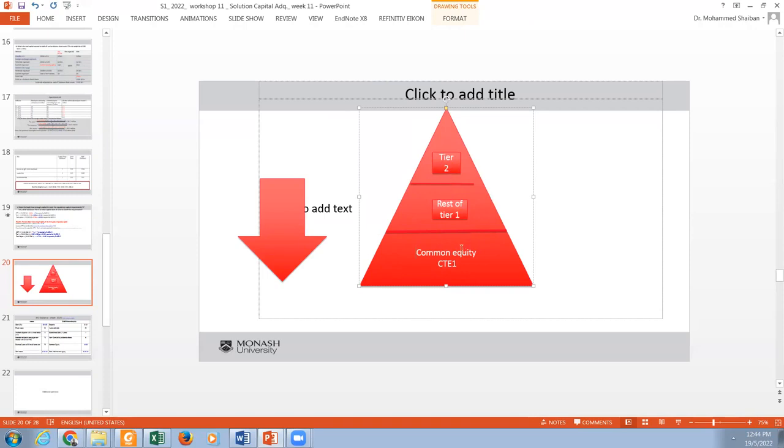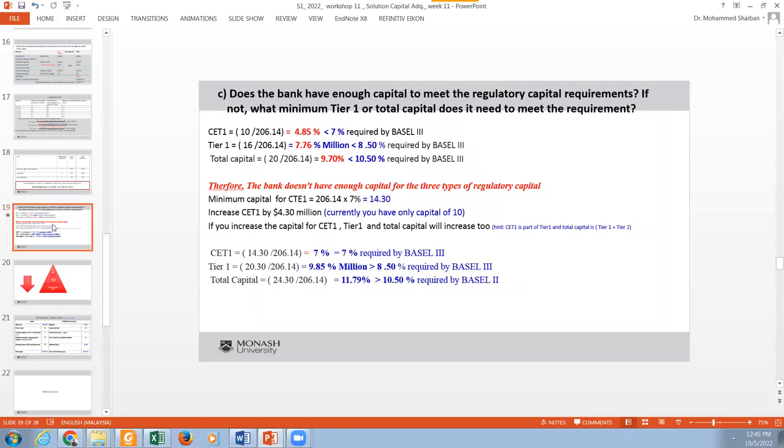So when I am short of capital, according to Basel, like what we are here, all I need to do is increase the common equity, and it will increase tier 1 and increase the total capital. So all of the capitals will be increasing. So the question is how much I should increase it. I just increase it by 7, I make it 7%. So I take the risk-weighted assets, I multiply it by 7%, it's 14.3. And I used to have actually 10 from the balance sheet. So actually I increase it by 4.30.